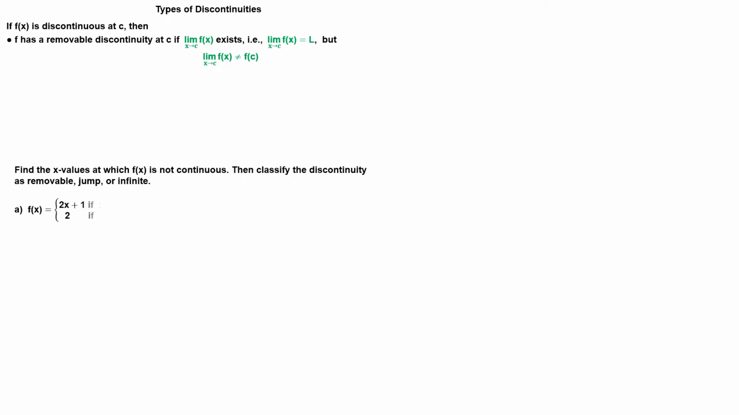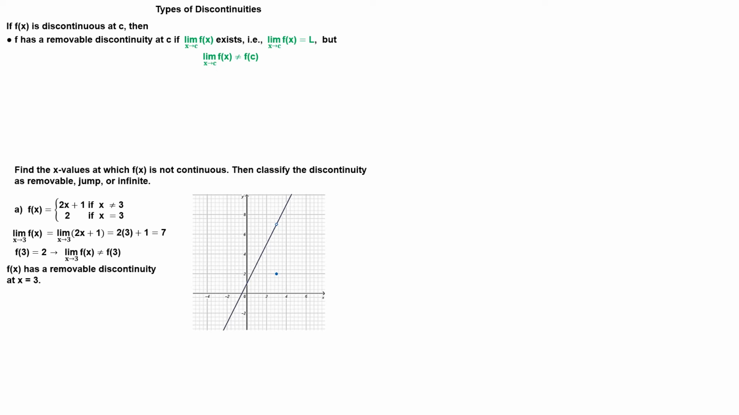To classify the discontinuity of this function, we evaluate the limit of f as x approaches 3. We see that the limit exists and it is equal to 7. We now find the value of f at x equals 3. F of 3 is 2. Since the function and limit both exist at x equals 3, but the two are not equal, we say f has a removable discontinuity at x equals 3.